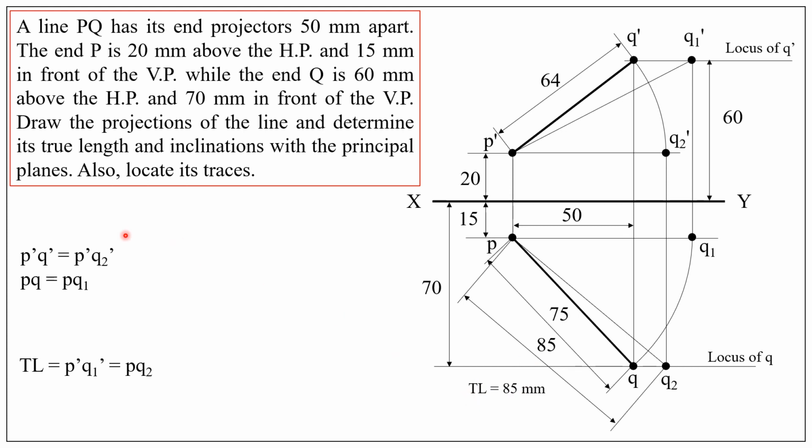After determining the true length, our aim is to find out the inclinations. The angle of inclination of the line with the horizontal plane is theta, which on measurement is equal to 25 degrees. The apparent angle of inclination of the front view is alpha. On measurement alpha is equal to 38. The angle of inclination of the line with the VP is phi. On measurement phi is equal to 40. Apparent angle of inclination of the top view PQ is beta. On measurement beta is equal to 47.